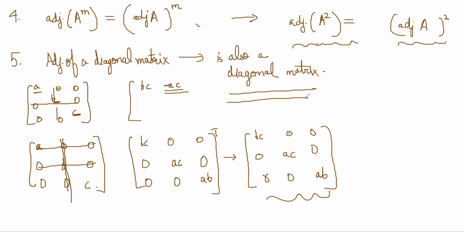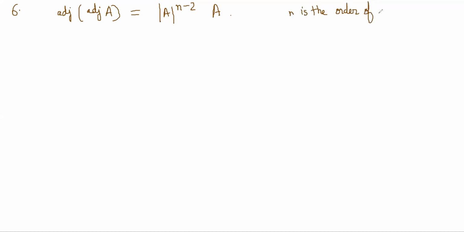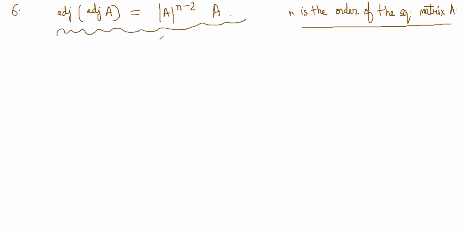Then we come to some more properties, 3 more properties. Sixth one is saying adjoint of A is equal to... N is the order of the square matrix A. Adjoint of A is equal to det of A to the power n minus 2 into A. So this looks annoying to check, but we will check anyway because this is a very useful property. These are the types of complications that are given in any JEE exam. It will not be some easy thing.